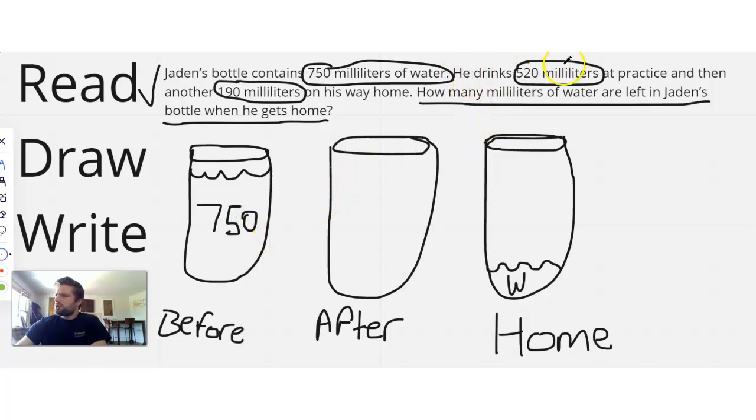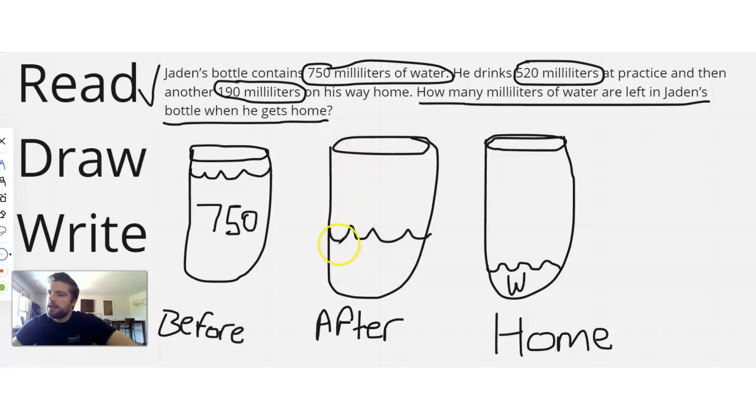Then it said he drinks 520 milliliters at practice, and then another 190 milliliters on his way home. So we don't want to worry about home too quickly. Let's see after practice, after he drinks 520 milliliters, how much is left. So it's still going to be a little bit higher than when he gets home, but it's going to be much lower than when he started.